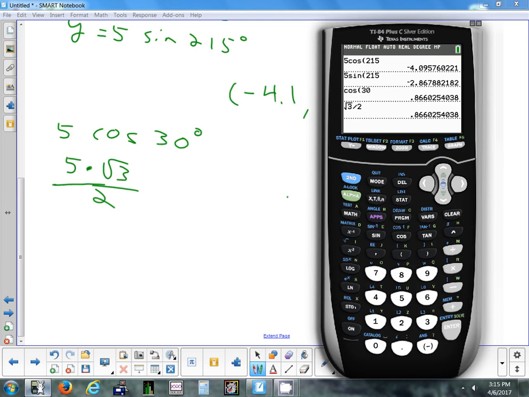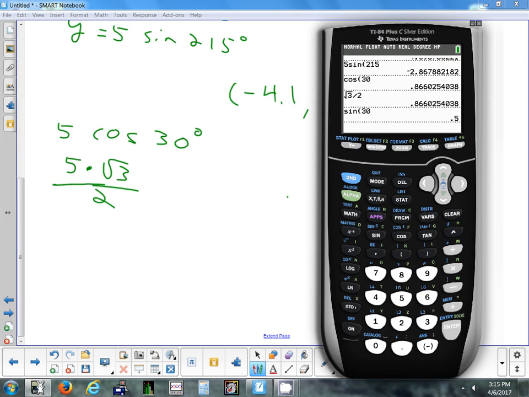So if they're asking you to do this on the test, they are going to do that out, either as a decimal, if it's not a multiple of 30 or 45, or an exact answer if it is. Okay, what about sine of 30? Well, that's an easy one, just 1/2 as a fraction.